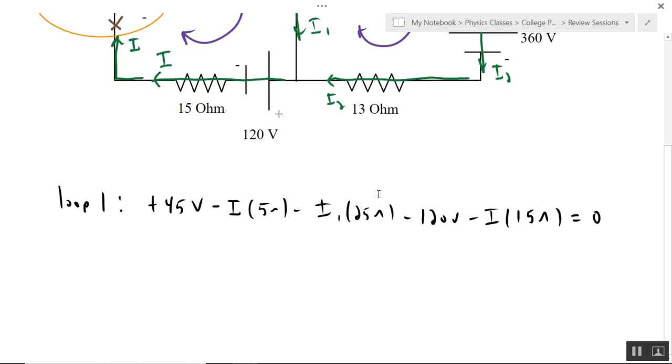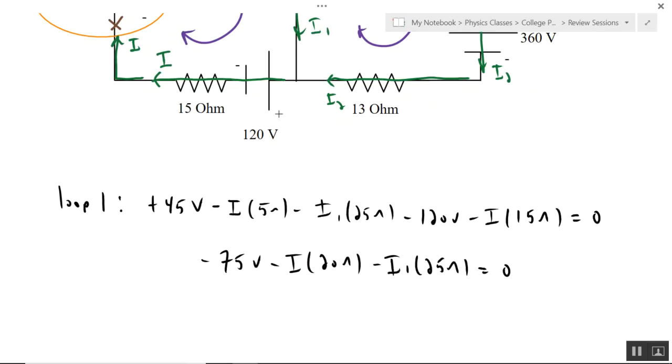And then you gotta try to simplify it. You can take out your calculator if you want, but 45 minus 120 is negative 75, right? So you have minus 75, and then you have minus I times 5 ohms minus I times 15 ohms gives you what? 20. Yep. So minus 20 I. And then you just have the one thing with I1, so you don't have to simplify it. All right, so that's the simplified version of loop 1's equation.